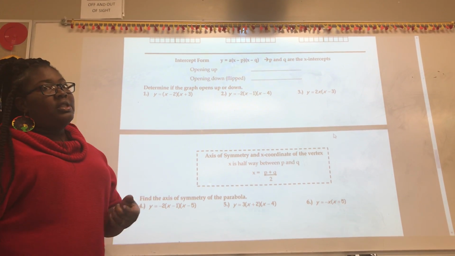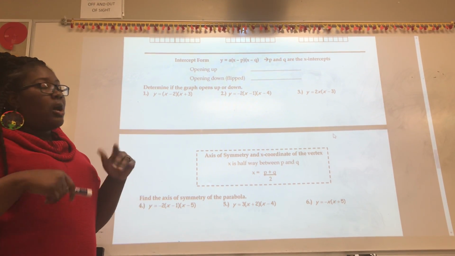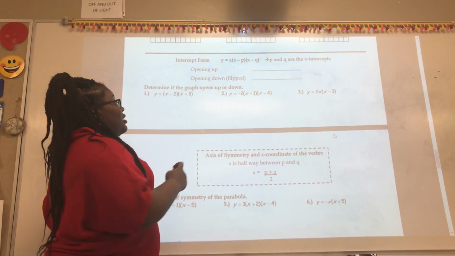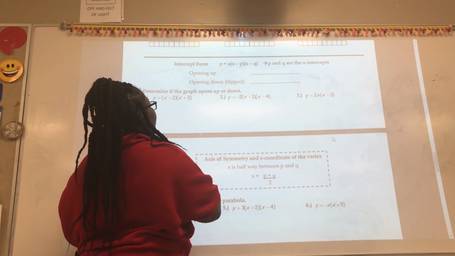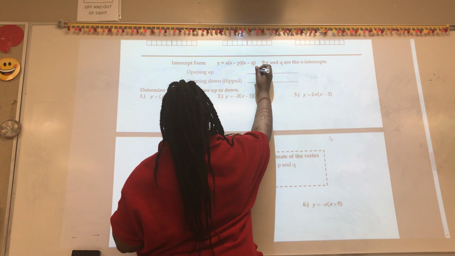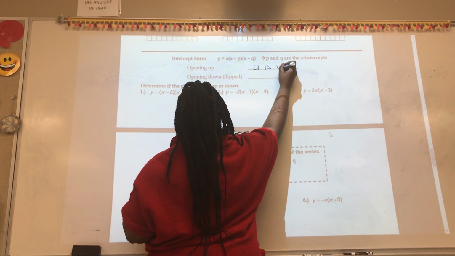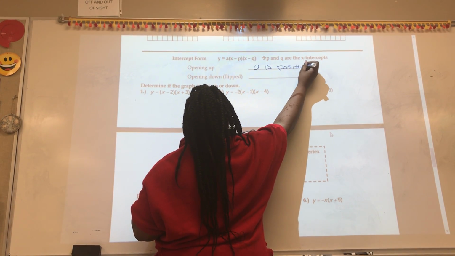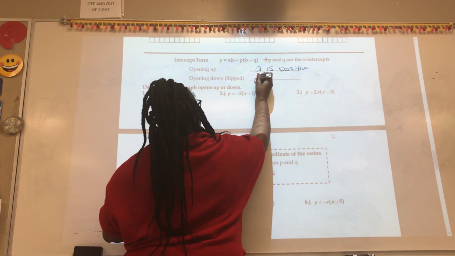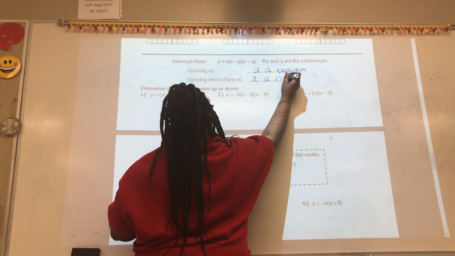In each form, you can tell whether or not it's going to be flipped up or down based off of a. A is the number that's in front of the form. So if a is positive, it's going to be opening up. And if a is negative, it's going to be opening down.